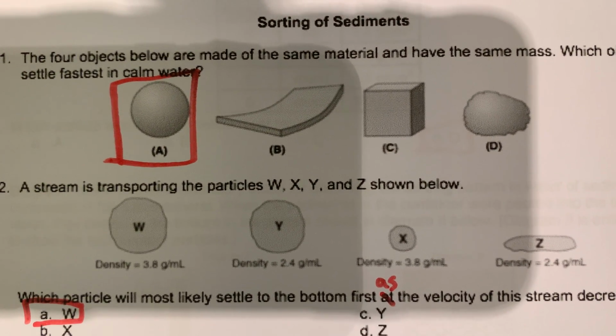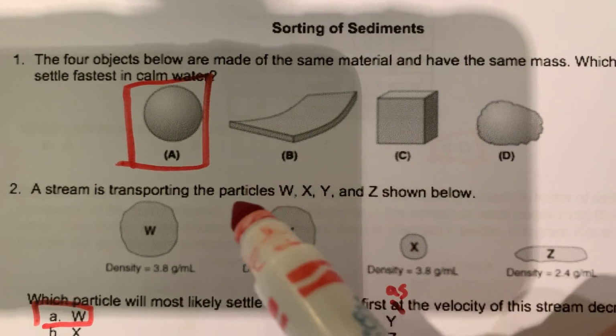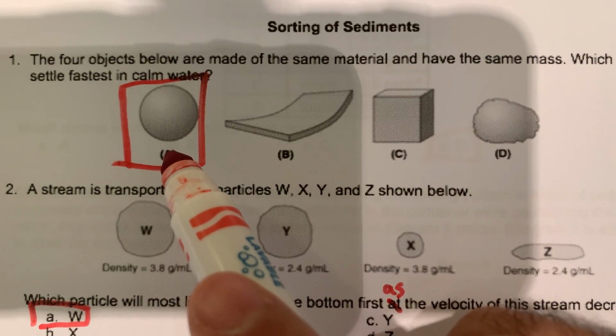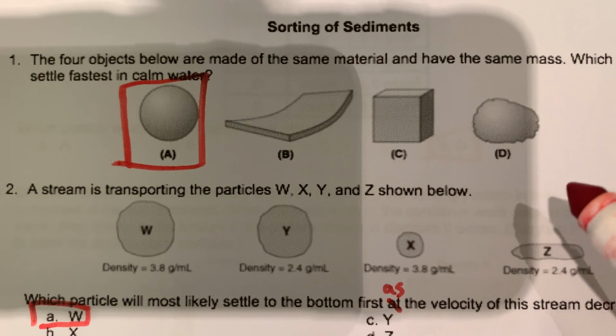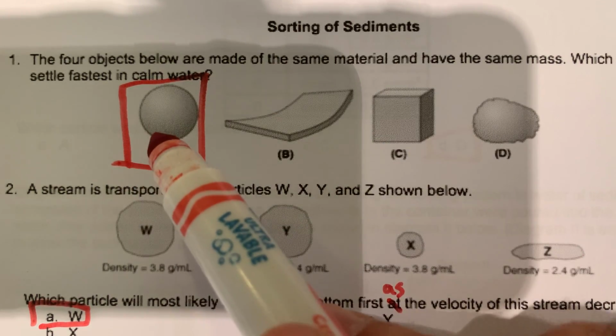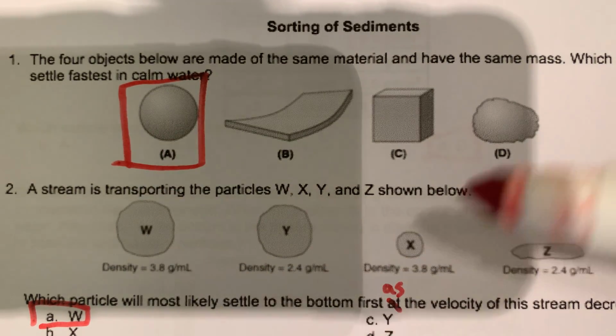Okay, so if these are made of the same material and have the same mass, which one will settle fastest? It's going to be the rounder one, since they all have the same mass and the same density. Out of these four shapes, the roundest shape would settle the fastest. It just cuts through the water more easily as it falls down.